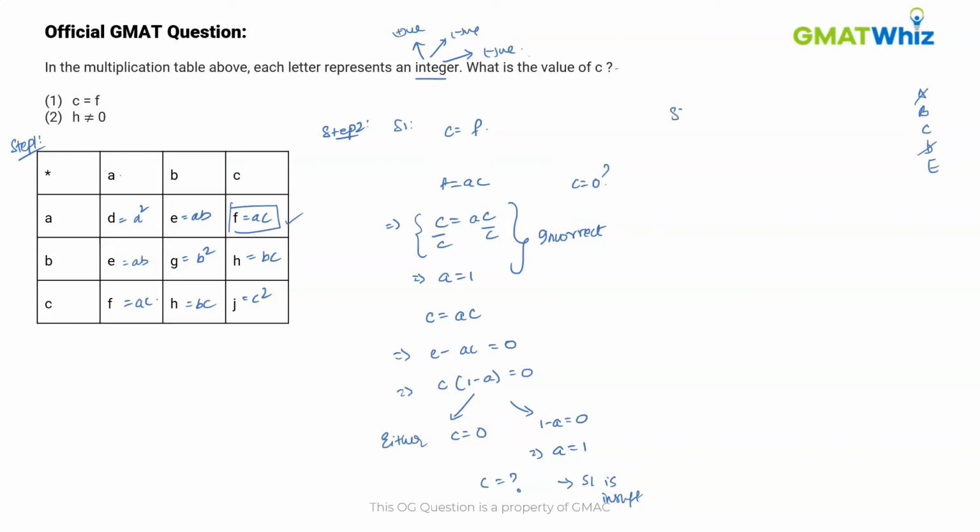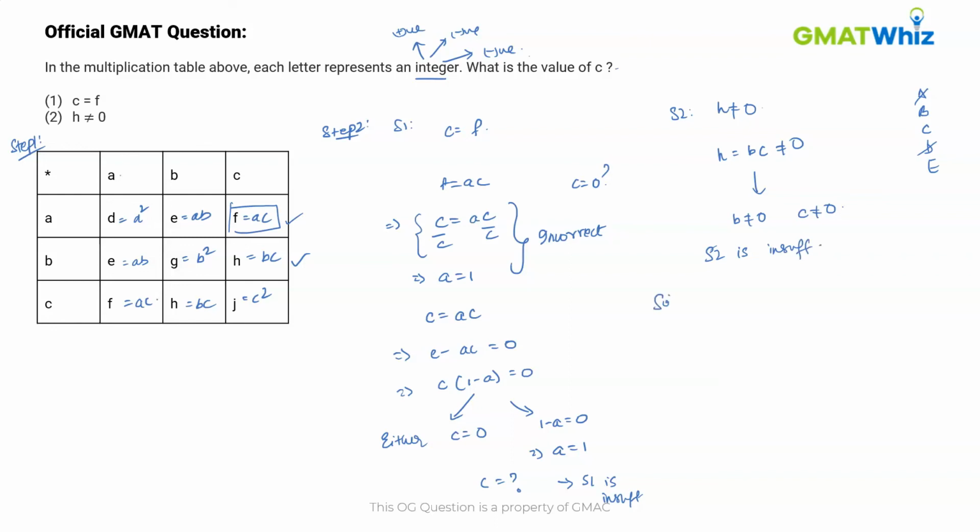Now, in step 2, we have that the value of H is not equal to 0. Using this, we can write that the value of H, which is equal to BC, which we can get from the table, is not equal to 0. From this, we can infer that B is not equal to 0 and C is not equal to 0. But again, we are not able to find the value of C from statement 2. So, statement 2 is also insufficient.